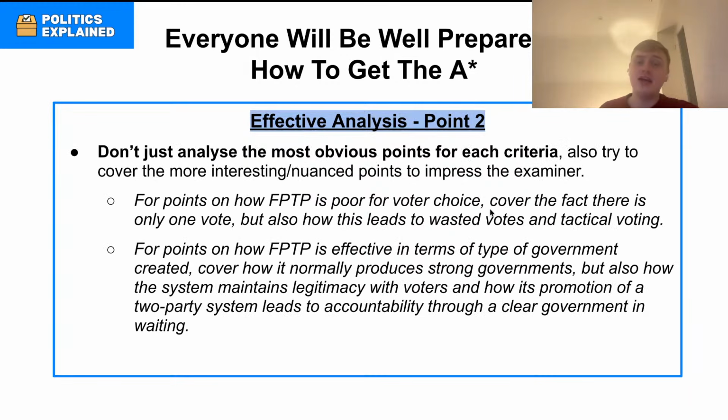The second point is don't just analyze the most obvious points for each criterion. I've given you some of the more complex analysis points as we went through: type of government created, voter choice, and representation and proportionality. And as you use this webinar to revise, as you go up to the exams, make sure to keep having a look back at those. So for points on how first past the post is poor for voter choice, cover the fact there's only one vote, but also how it leads to wasted votes and tactical voting. And that's going to push you up to those higher marks.